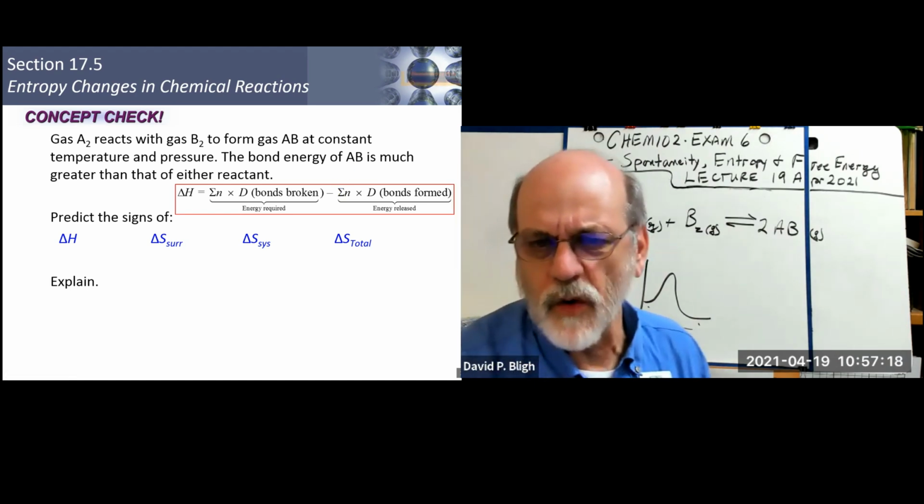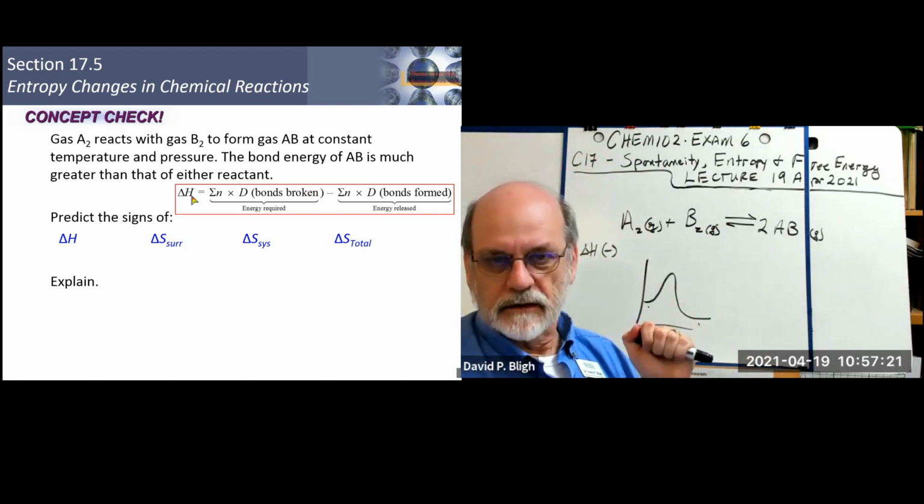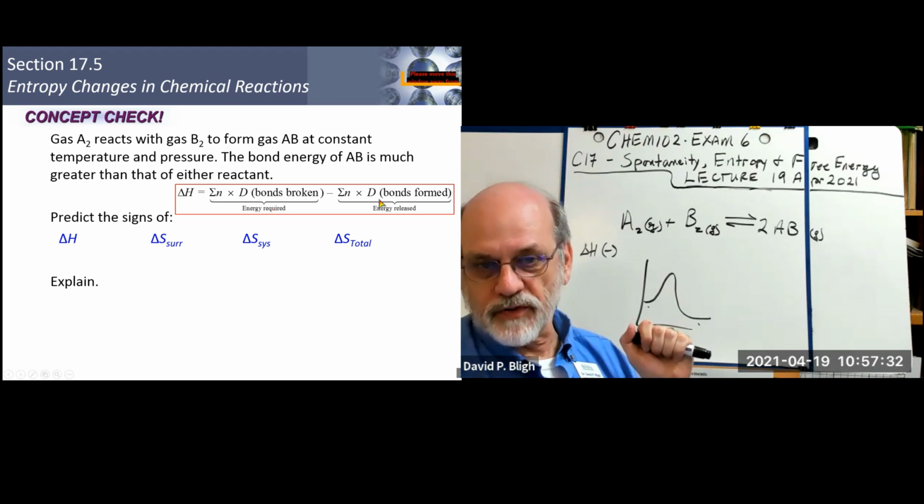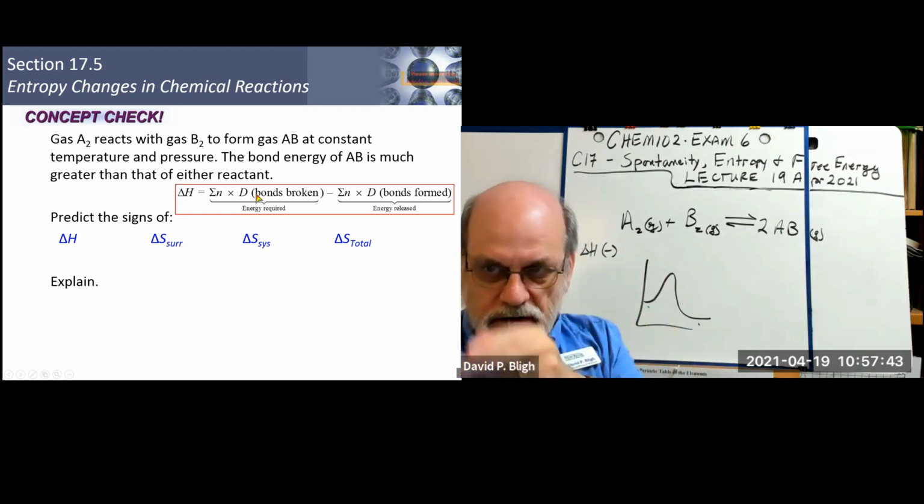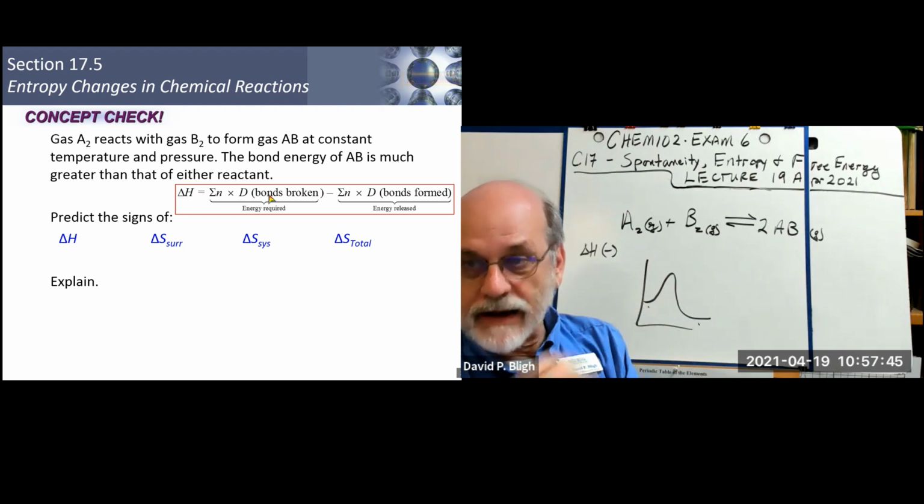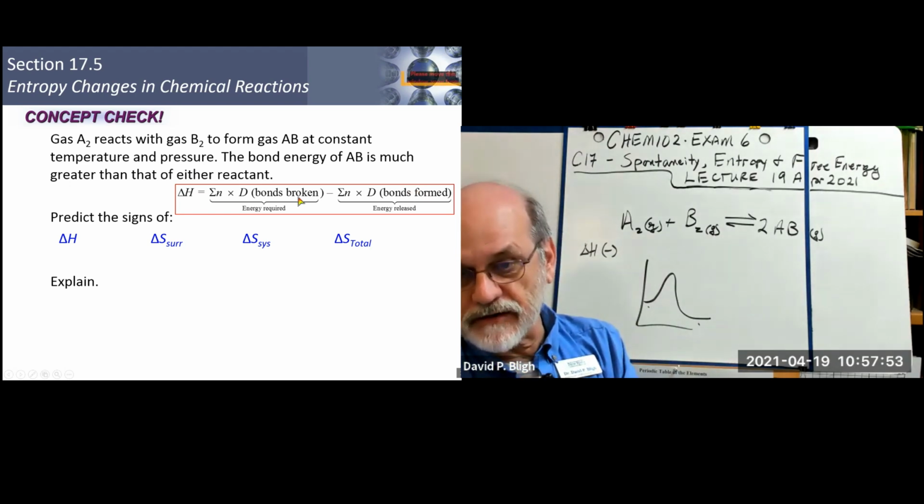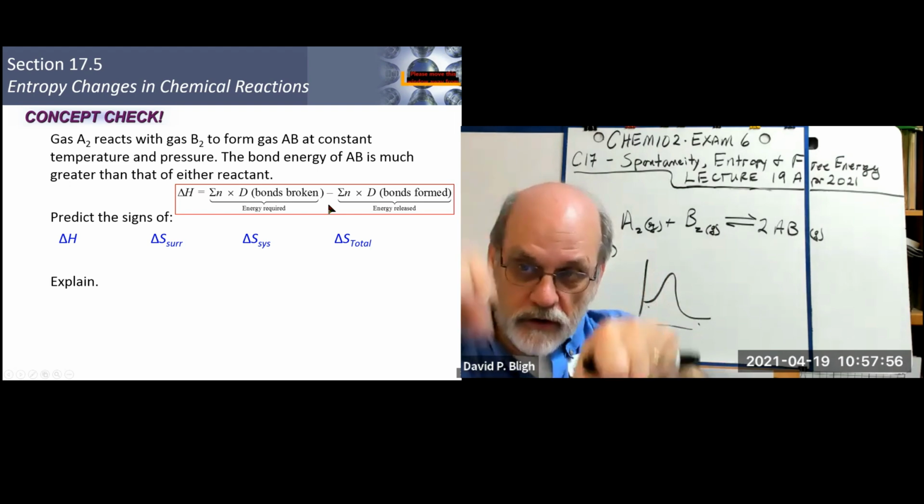Well, no, this is an equation we know already, right? We've done this one. Delta H for this reaction is energy of the reactants minus energy of the products. So these are the bonds that are broken. If you go through and measure every bond and add them up and then subtract the energy that you get back, all these values are positive, right?